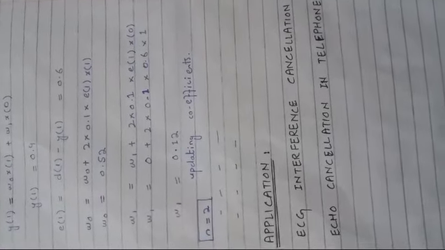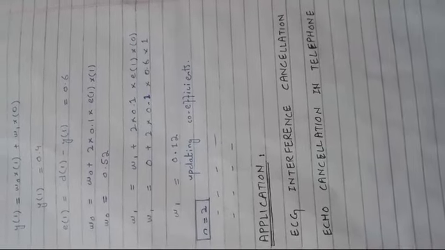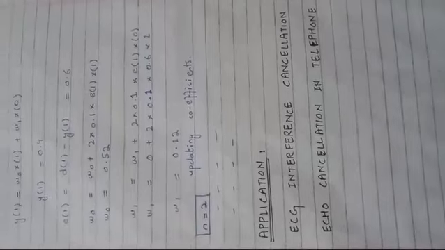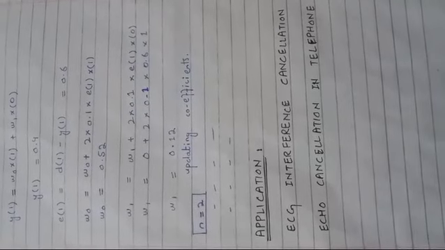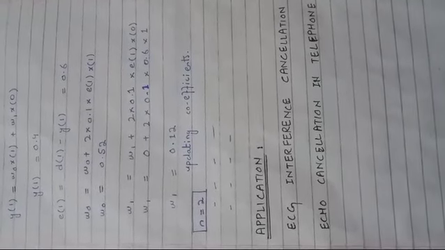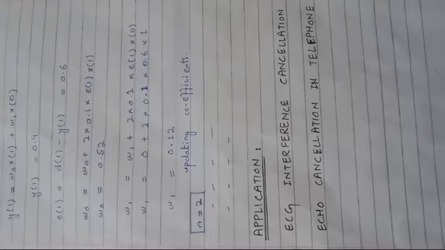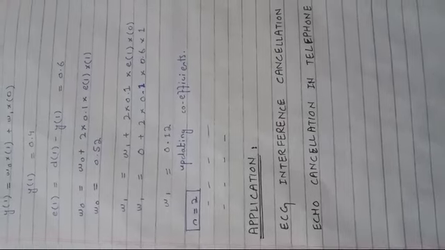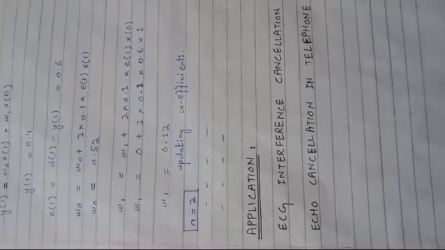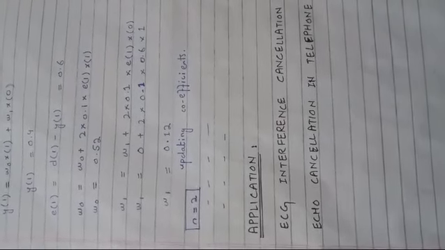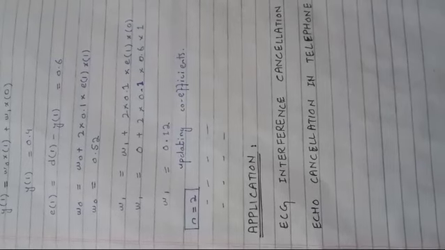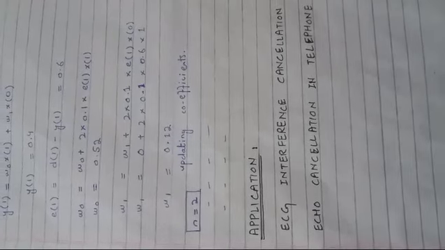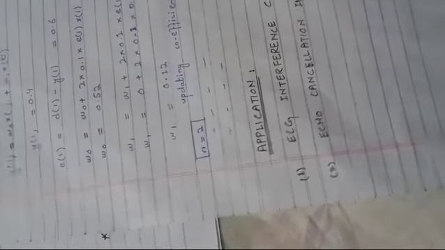Moving towards echo cancellation. In telephone systems or in telecommunication systems, adaptive filters are used for echo cancellation by dynamically adjusting to the varying characteristics of the echo path. They identify and subtract the echo from the received signal, thereby improving call quality and clarity by eliminating the distracting echo heard by users. So that's all from the chapter of adaptive filters from D10 book chapter 9.